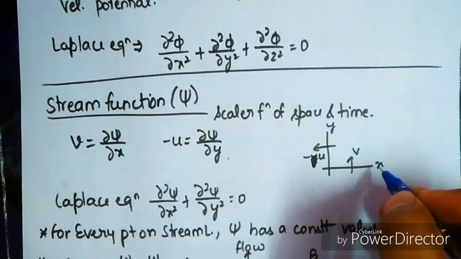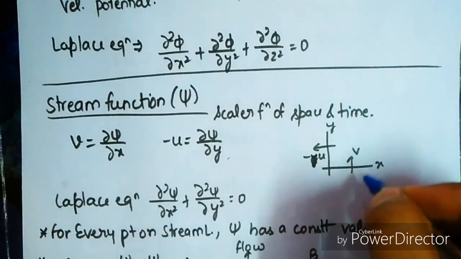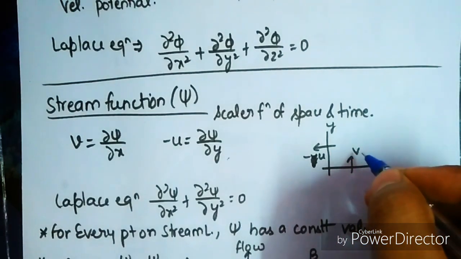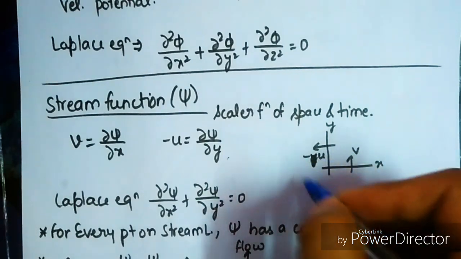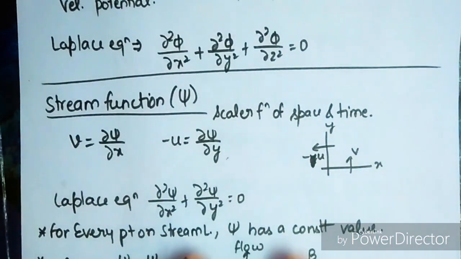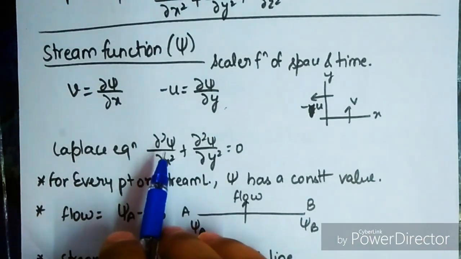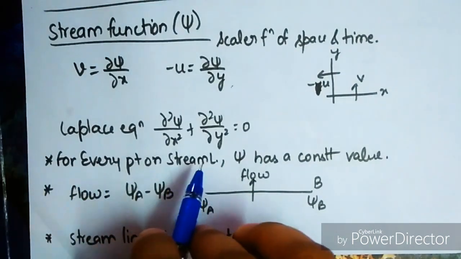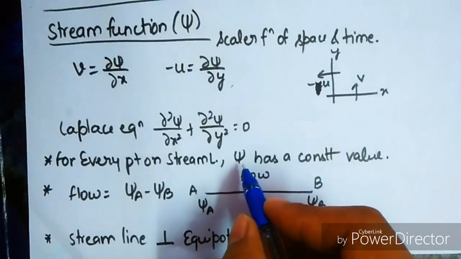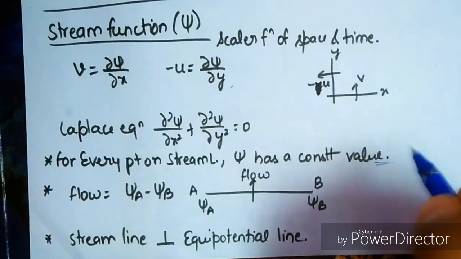This is the stream function in the x direction. If we differentiate in the x direction, then we will get the value of v in the perpendicular direction to it. If we differentiate with respect to y, then we will get the negative of the value of u, that is, in the negative x direction. The Laplace equation is similar to the velocity potential's Laplace equation for 2D. Now for every point on a streamline, the stream function has a constant value. This is very important.